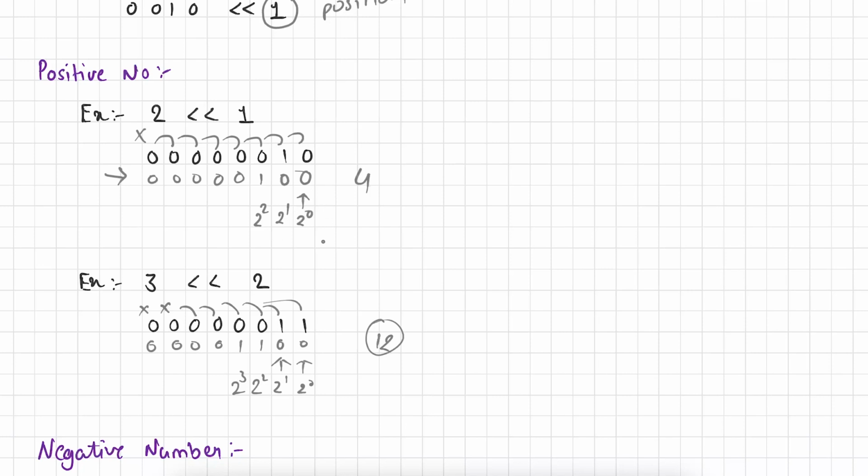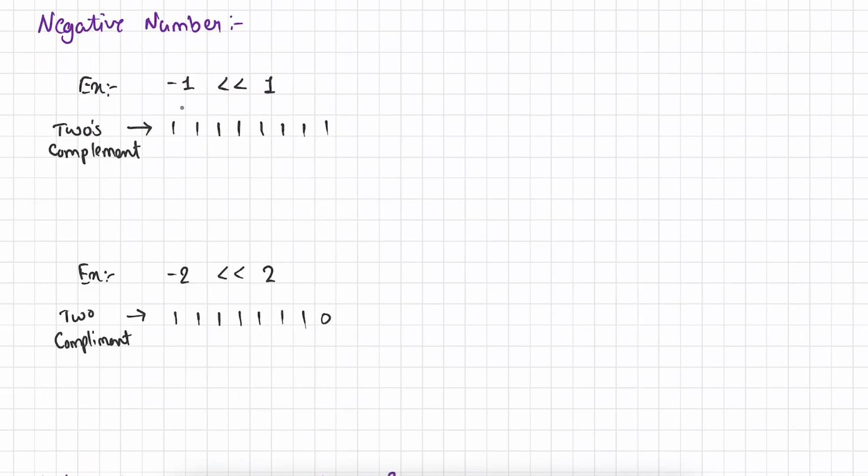Now let's move on to negative numbers. What happens when we apply the left shift operator on negative numbers? Let's say for example I have to left shift -1 by 1 position. This is the binary representation of -1. As we know, negative numbers are stored in 2's complement, so this is the 2's complement form of -1. What happens when we apply the left shift? It simply ignores this bit and moves all the bits towards the left side.